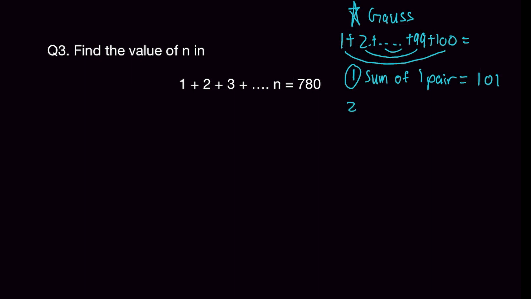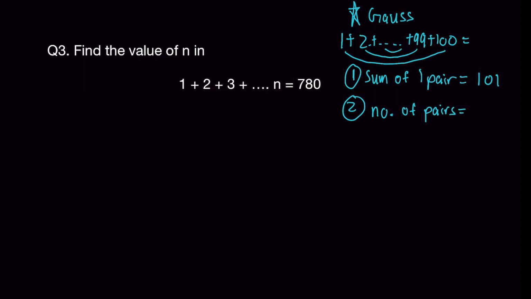Next. After we find the sum of one pair, what do you realize? Each pair is 101. So how many pairs are there in total? How many pairs do we have? We need to find the number of pairs next, right?